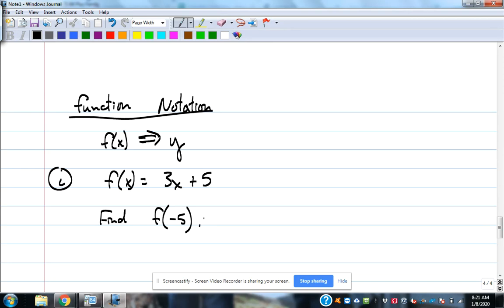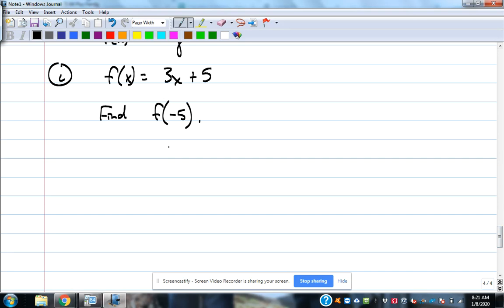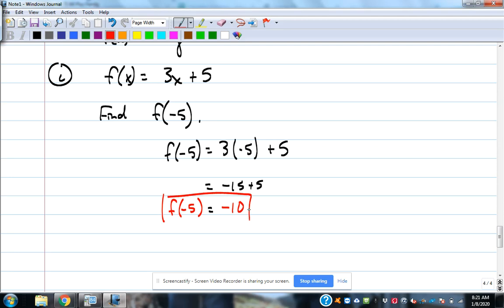Well, how do you do that? Yeah, you plug negative 5 in for x. So f of negative 5 means 3 times negative 5 plus 5. So that'd be negative 15 plus 5, which is negative 10. So f of negative 5 is equal to negative 10.